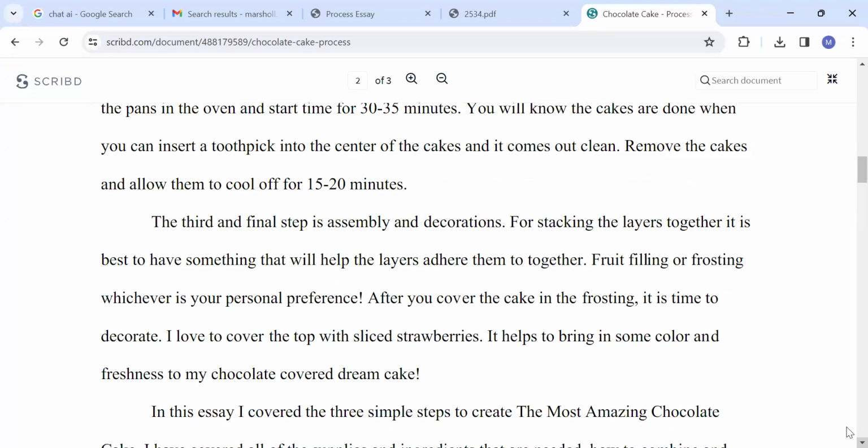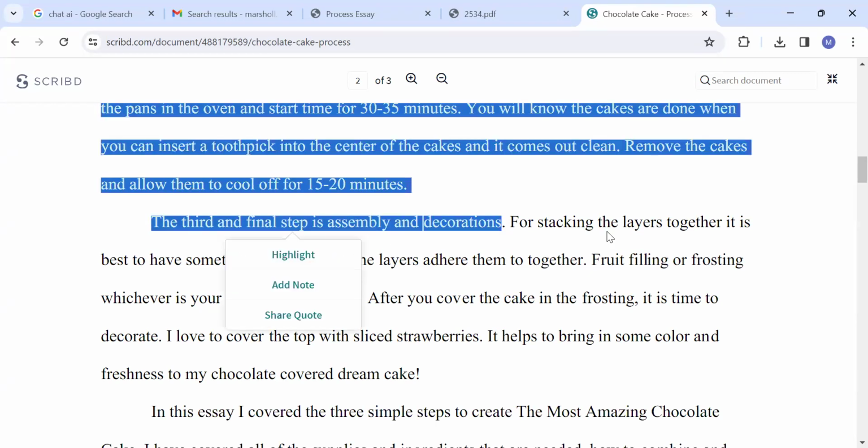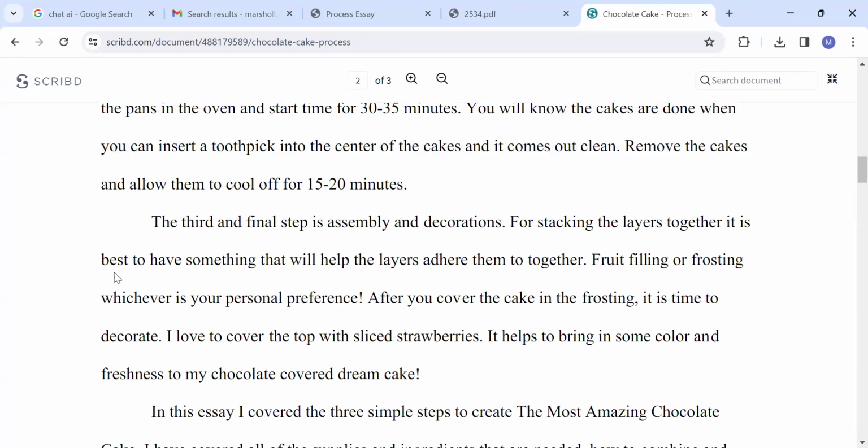Now, the third and final step is assembly and decorations. And this is exactly what she said she was going to say after she told you how to combine. So this is our topic sentence. For stacking the layers together, it is best to have something that will help the layers adhere together: fruit filling or frosting, whichever is your personal preference.